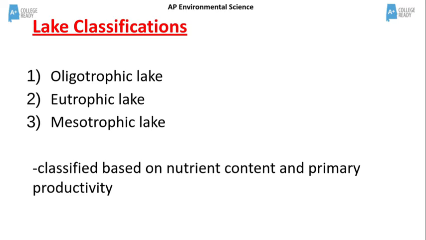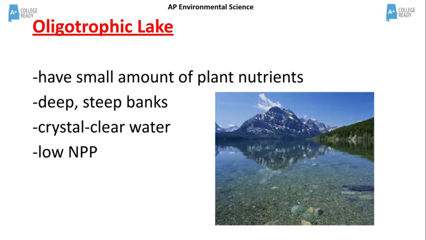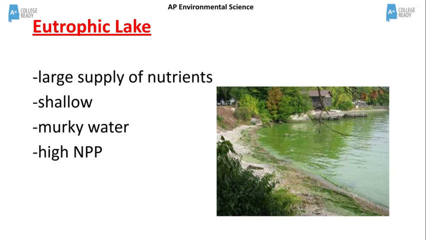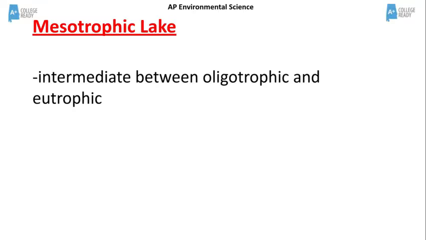There are three classifications of lakes based on nutrient content and primary productivity, including oligotrophic, eutrophic, and mesotrophic lakes. Oligotrophic lakes are deep and clear with steep banks. They are low in nutrients and therefore have low net primary productivity. Mountain lakes tend to be oligotrophic. Eutrophic lakes are the opposite. They're shallow and murky and have a large supply of nutrients and a high net primary productivity. The classification between these two extremes is called mesotrophic.